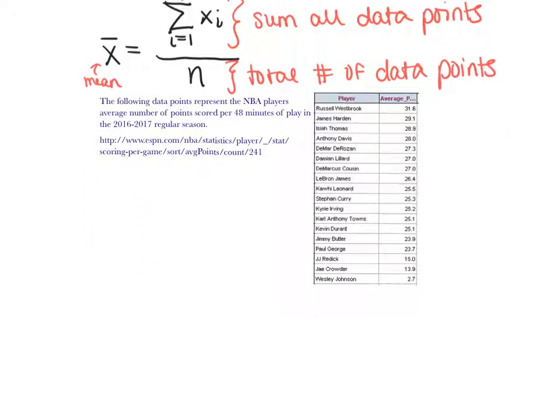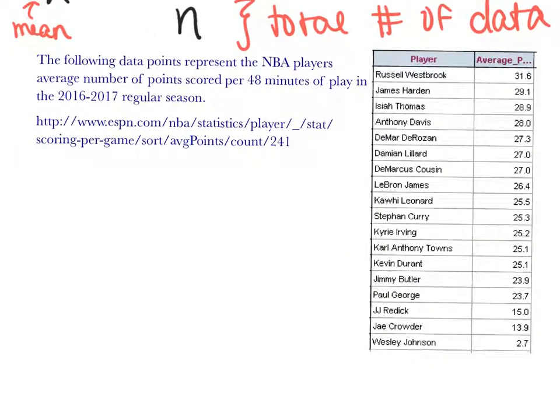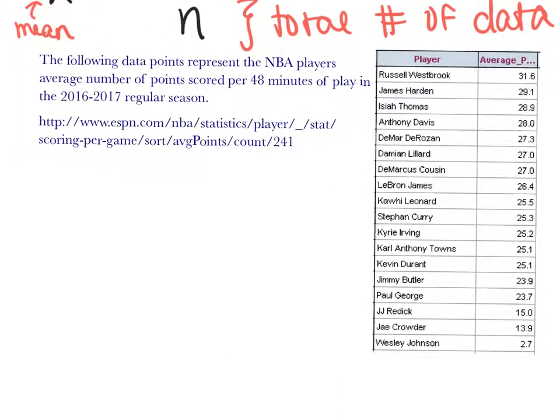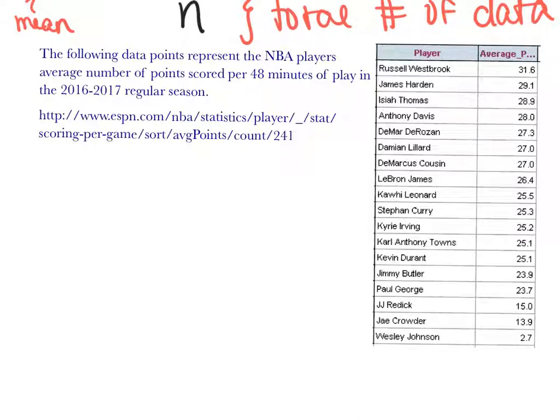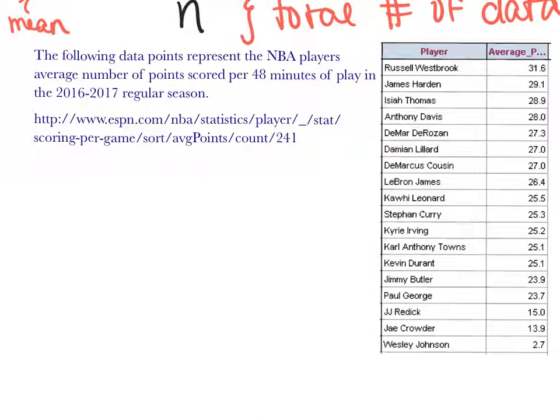So let's look at this data set. I'm hoping you guys can see all of this. It says the following data points represent the NBA players' average number of points scored per 48 minutes of play in the 2016-2017 regular season. You can see we have all these basketball players listed here, and I don't believe these are on the same team. And we just want to find the average.